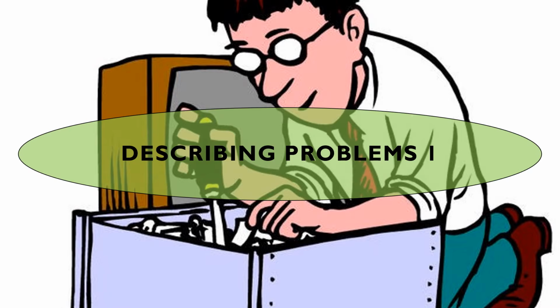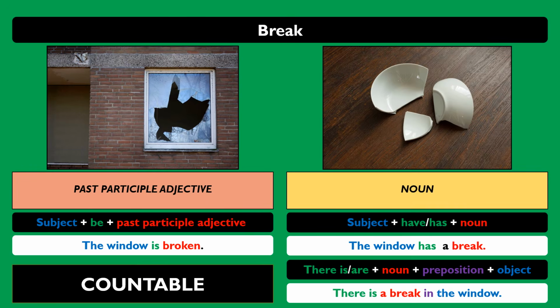Now we are going to describe problems using nouns and past participle adjectives. To describe problems with past participle adjectives, you need a subject, the verb to be, and the past participle adjective. In this case, the verb is break. The past participle adjective is broken. The window is broken.